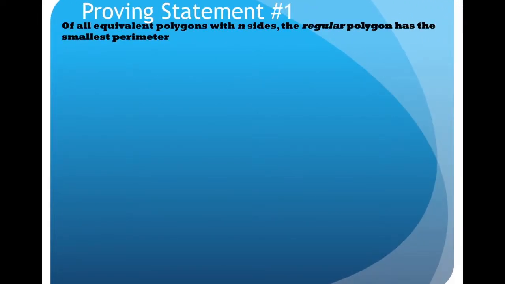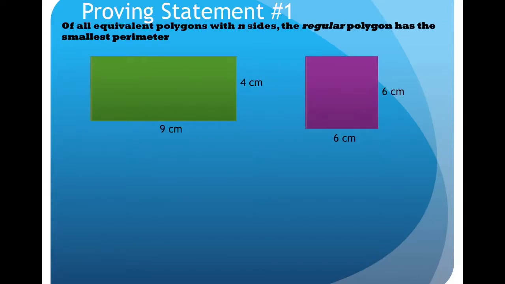The first statement I told you was, of all equivalent polygons with n sides, the regular polygon has the smallest perimeter. So here's a rectangle and here is a square, and I give you the dimensions. The rectangle doesn't have all the sides the same length. The square, though, it does. It has sides 6 and 6. So the area of the rectangle is 36 centimeters squared, because we do 9 times 4, and the area of the square is 36 centimeters squared. So they're equivalent, right, because they have the same area. Of all equivalent polygons, the regular one has the smallest perimeter.